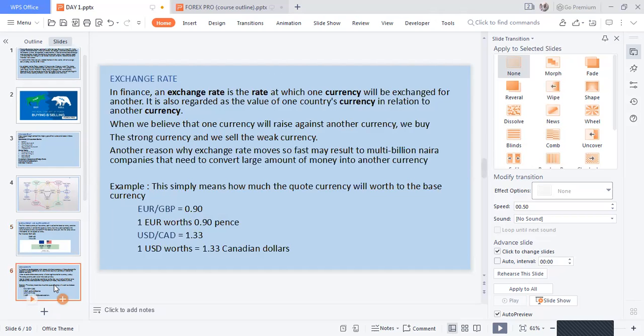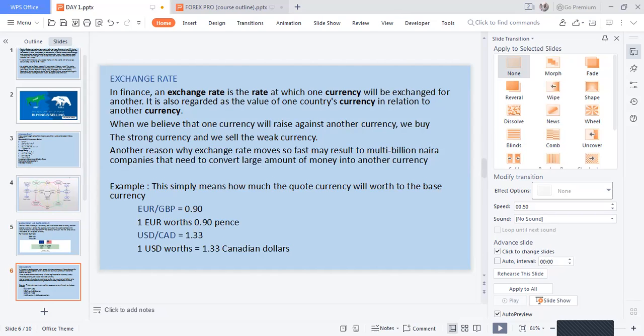Now let's proceed. Exchange rate. Exchange rate is the rate at which one currency will be exchanged for another. It is also regarded as the value of one country's currency in relation to another. When we believe that one currency will rise against another, we buy the strong currency and we sell the weak currency. What am I saying?